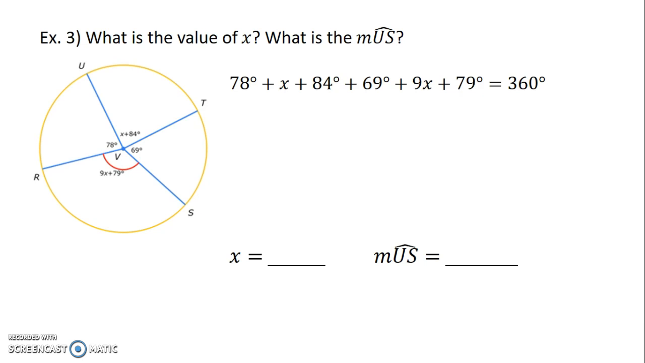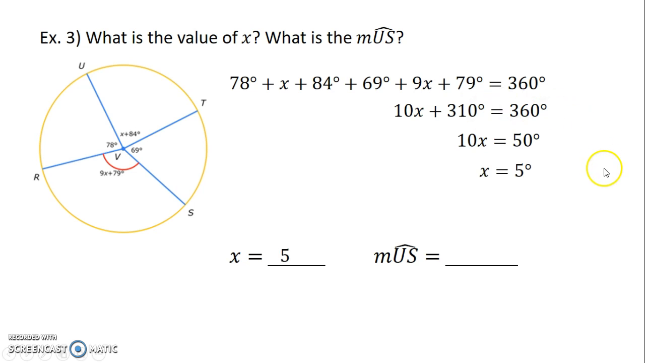Because I'm going to go ahead and move on and say we need to combine like terms. When I add the x and the 9x, I get 10x. And when I add the 78, the 84, 69, 79, I got 310. So then to finish solving, I'm going to use my subtraction property of equality to get 50. I'm going to use division property of equality to get 5. We now know that x is 5.